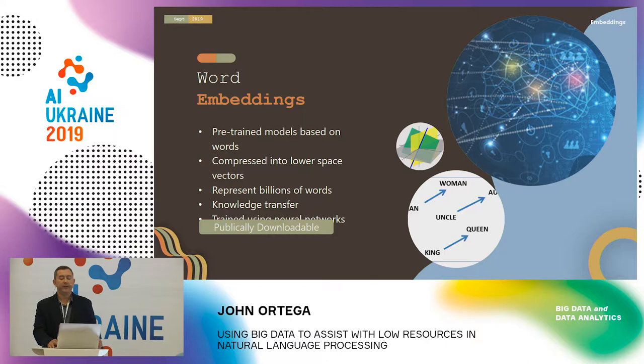They are the byproduct of a classification task and consist of several features that represent semantic similarity between words, like man to woman and king to queen. They can be downloaded from public websites and are a key piece to making natural language processing tasks work better when they are lower resourced.